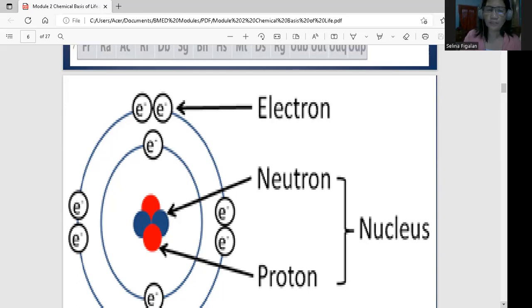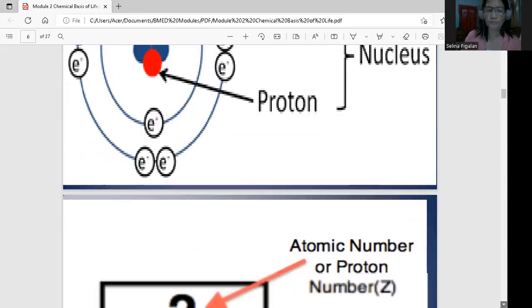Okay, so for example, if the atomic number is 16 and the number of neutrons is 10, then the atomic mass is 26. Okay, so ganun yun, makikita nyo yan.